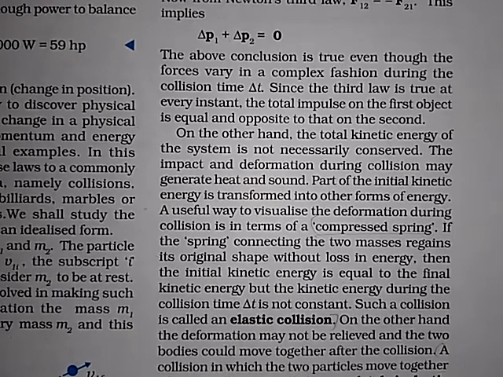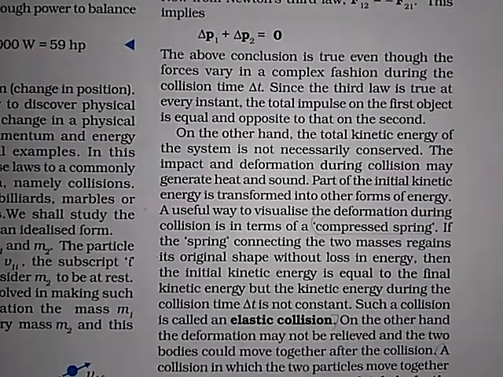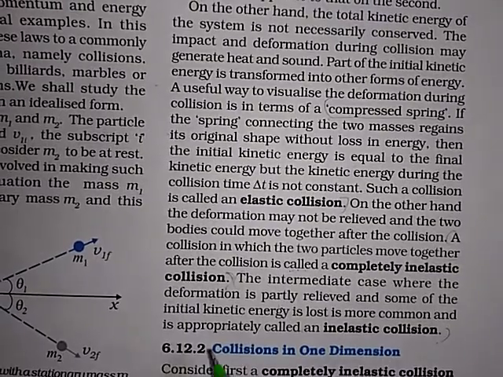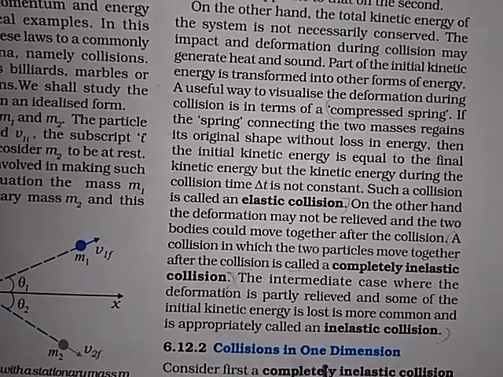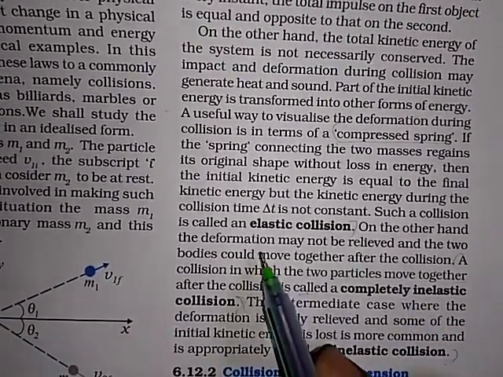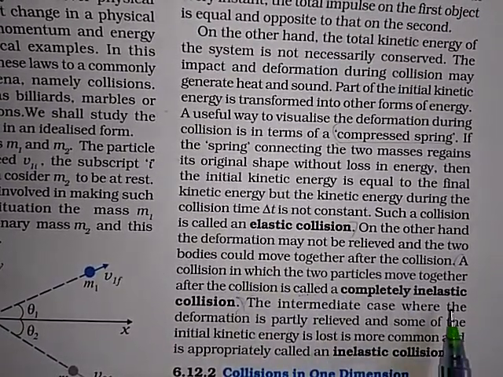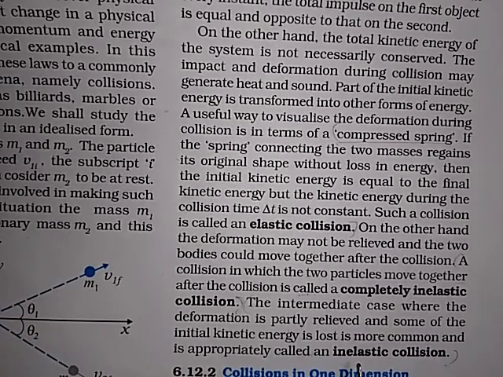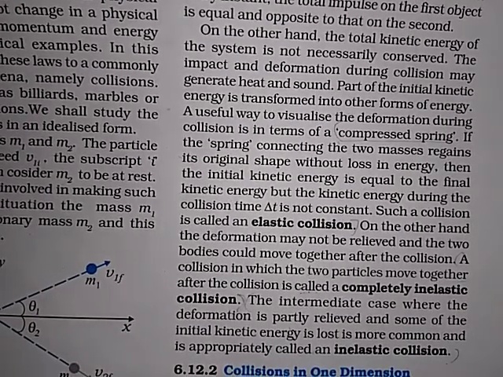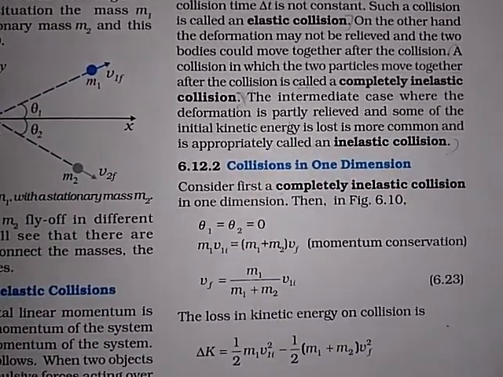The third case, the intermediate case where the deformation is partly relieved and some of the initial kinetic energy is lost, is more common and is appropriately known as inelastic collision. So we have three types of collision: elastic collision, completely inelastic collision, and inelastic collision. Okay, now we will see collisions in one dimension.